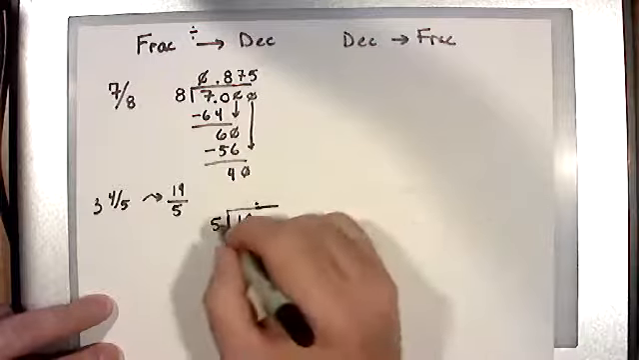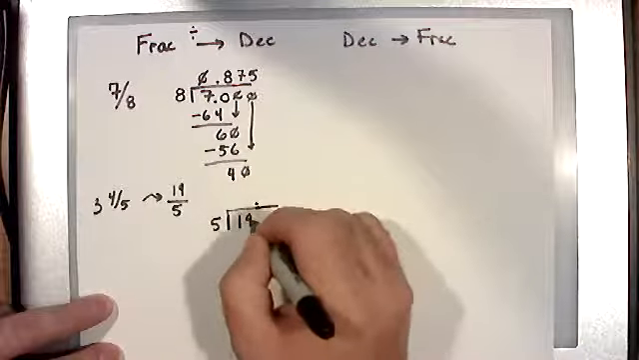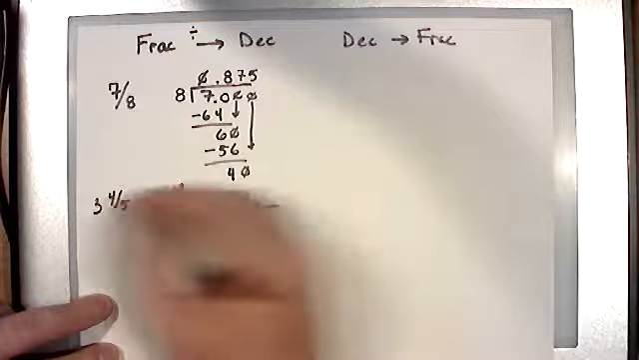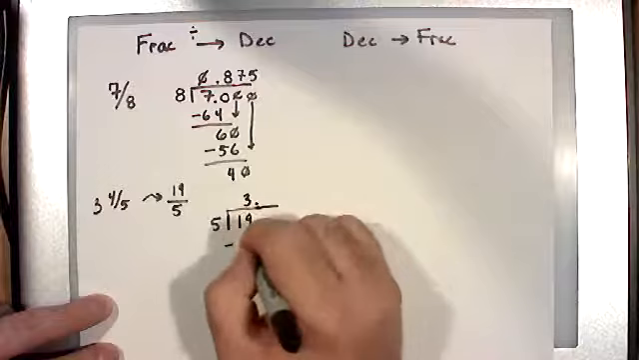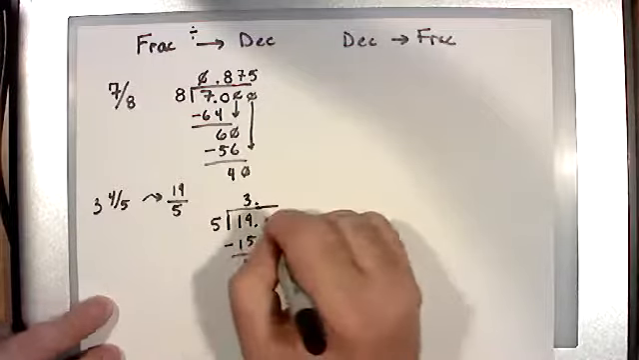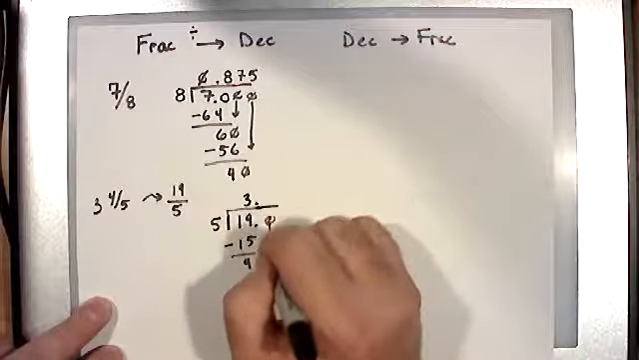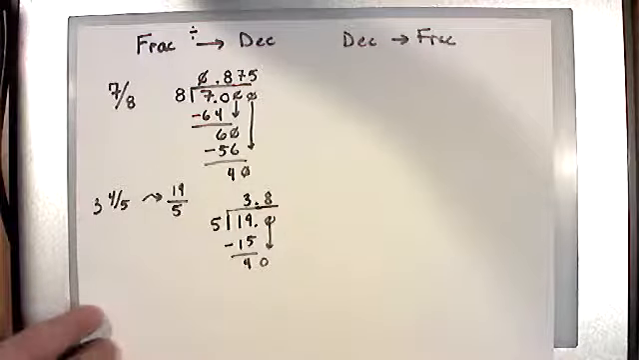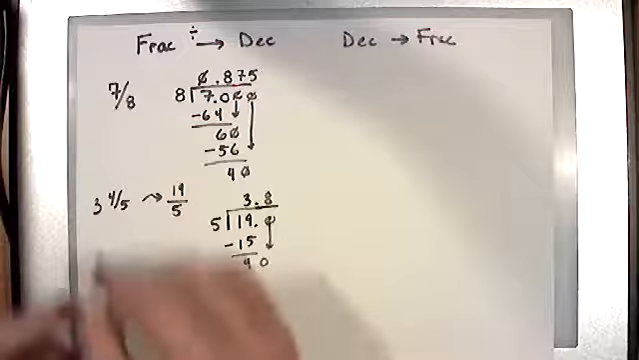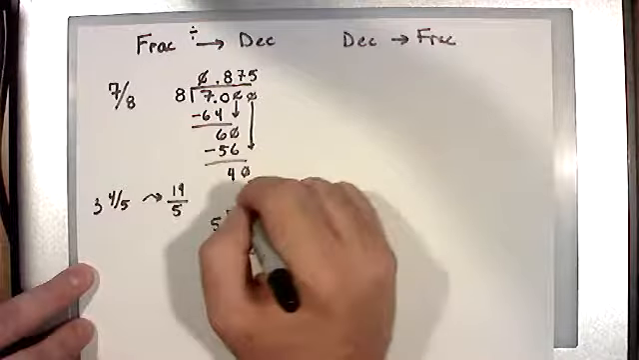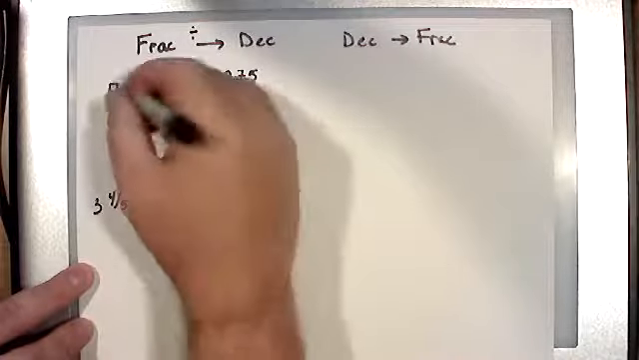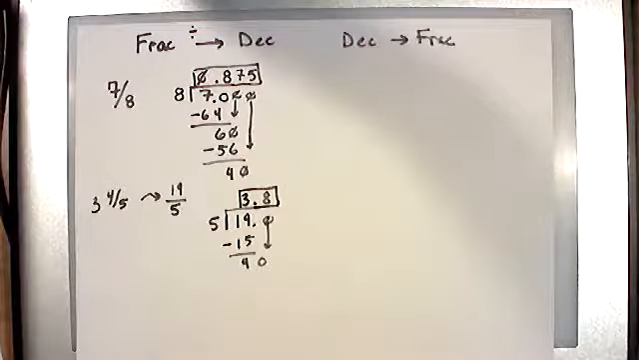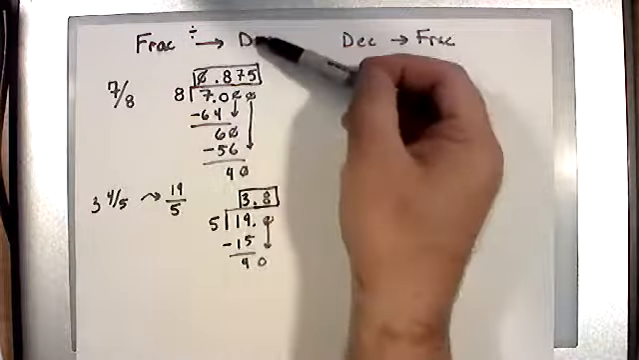And here we go. 5 doesn't go into 1, so we can move over. 5 goes into 19 3 times. There's that 3, right? 3 times 5 is 15. Subtract, we get 4. We bring down the 0. 5 goes into 40 8 times. And again, just nice and clean, 3.8. Okay? So 3 4/5, or 19 over 5, turned into 3.8. 7/8 turned into 0.875. And so again, really all I'm doing is dividing the fraction, and it gives me a decimal.